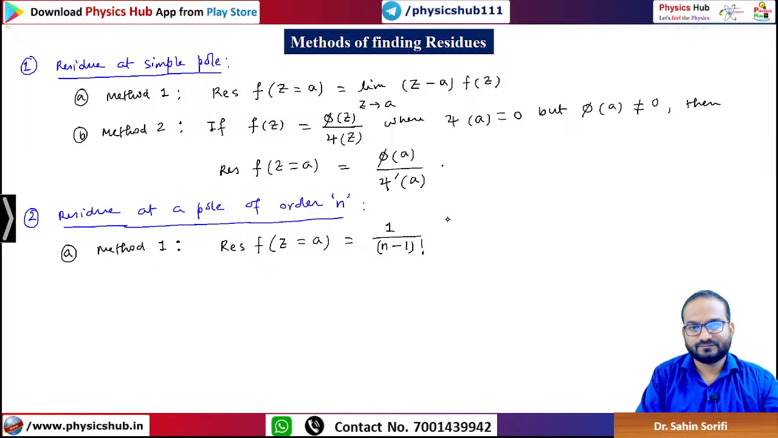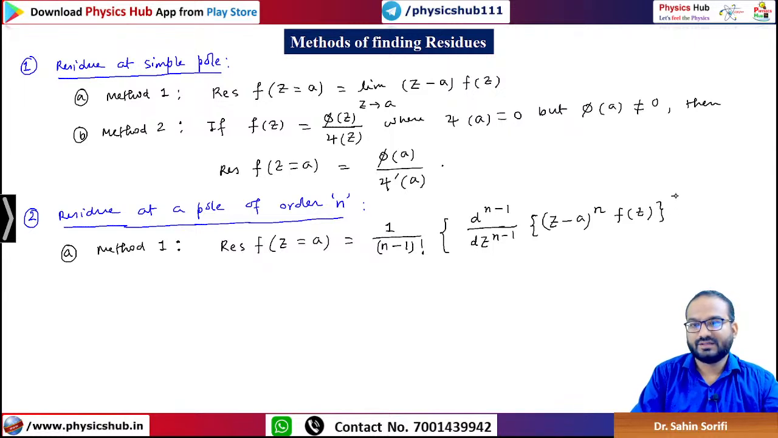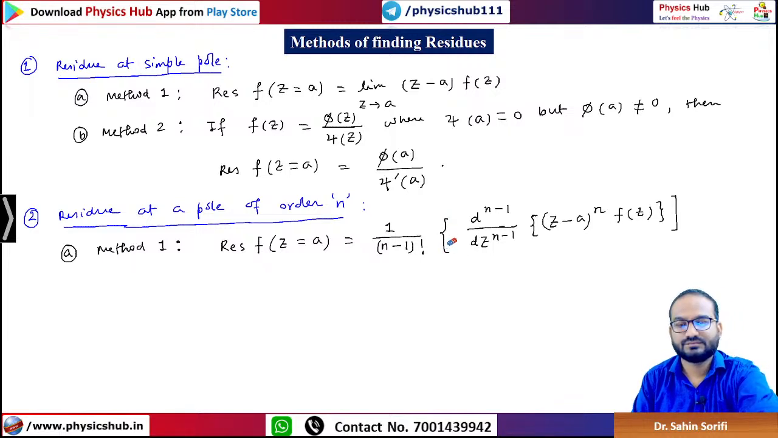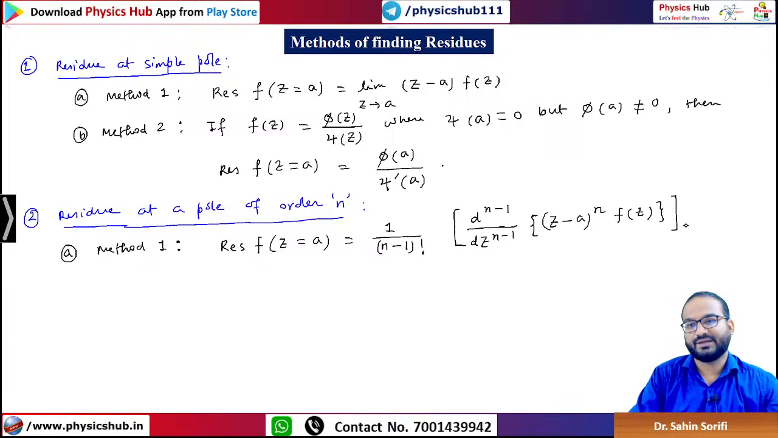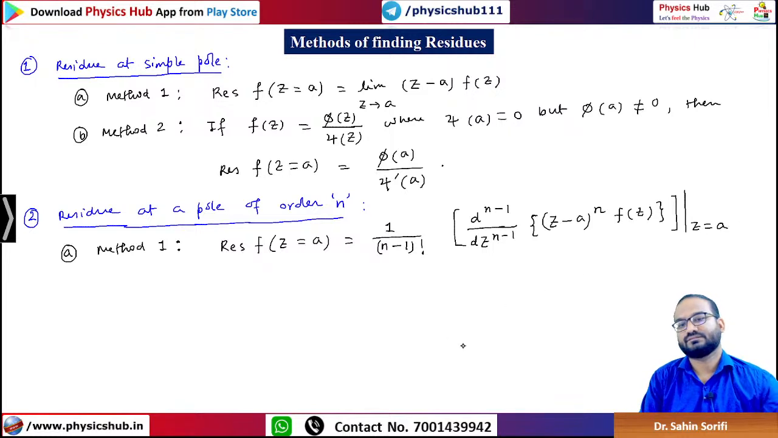Then you will take the derivative, the (n minus 1)th derivative. So if you have a pole of order 3, then there will be a double derivative. If you have a pole of order 2, then it will be a single derivative, right? Derivative with respect to z, the (n minus 1)th derivative of the function (z minus a) whole to the power n f(z), evaluated at z equals a. You can also take the limit here, but at the end you can also do it evaluated at z equals a.